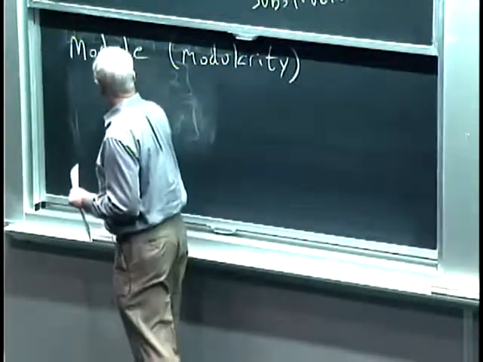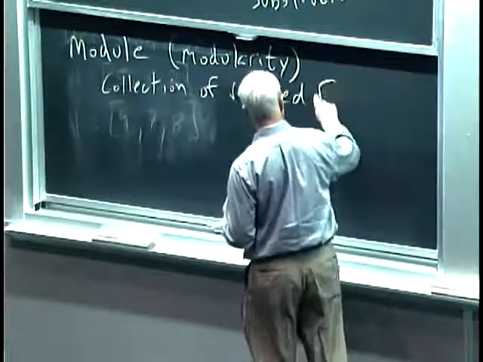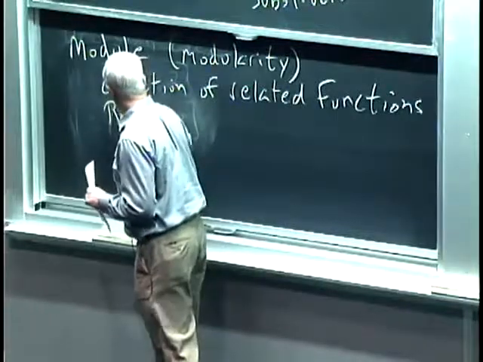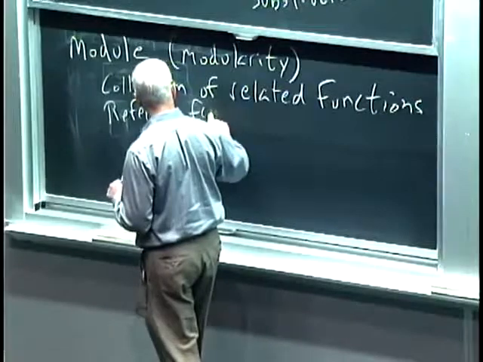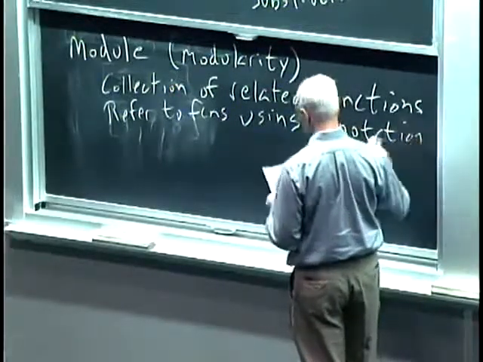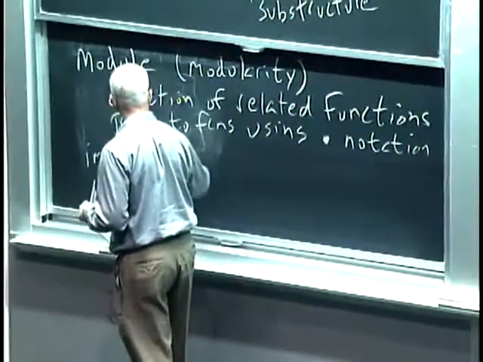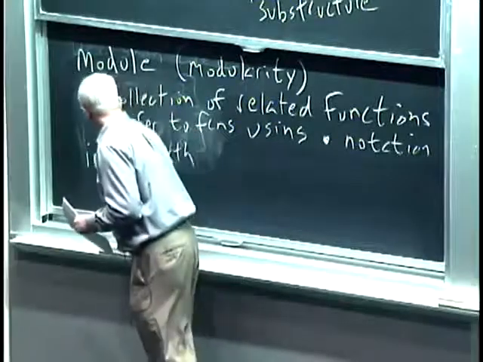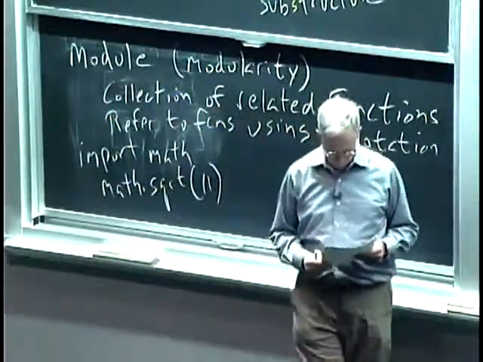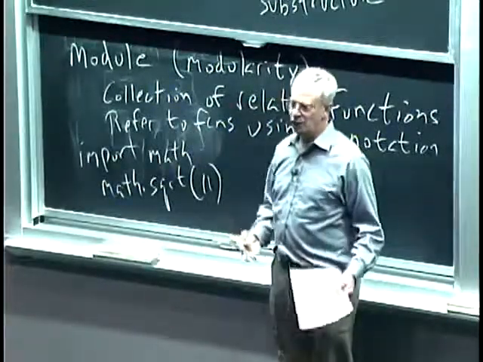Now, think of a module as a collection of related functions. We've already seen these, and we're going to refer to the functions using dot notation. We've been doing this all term, right? Probably somewhere around lecture 2, we said import math. And then somewhere in our program, we wrote something like math.sqrt of 11, or some other number. And the good news was we didn't have to worry about how math did square root or anything like that. We just got it and we used it.